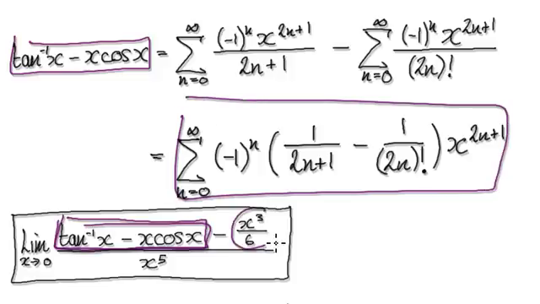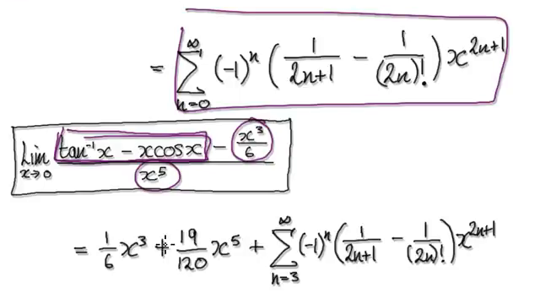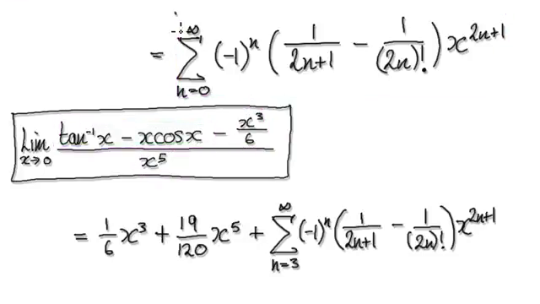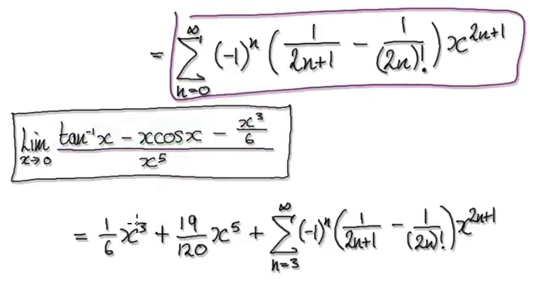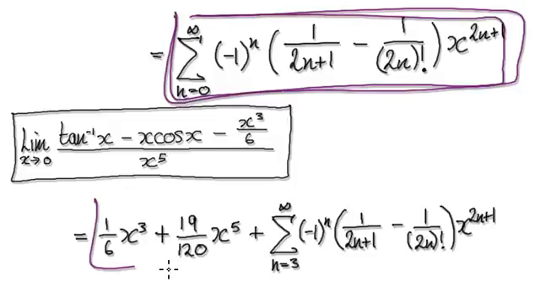But the thing is, because we've got x to the power of 3 here and x to the power of 5, we want to rewrite, we want to extract the first 3 terms. So we want to rewrite this whole thing here as this.